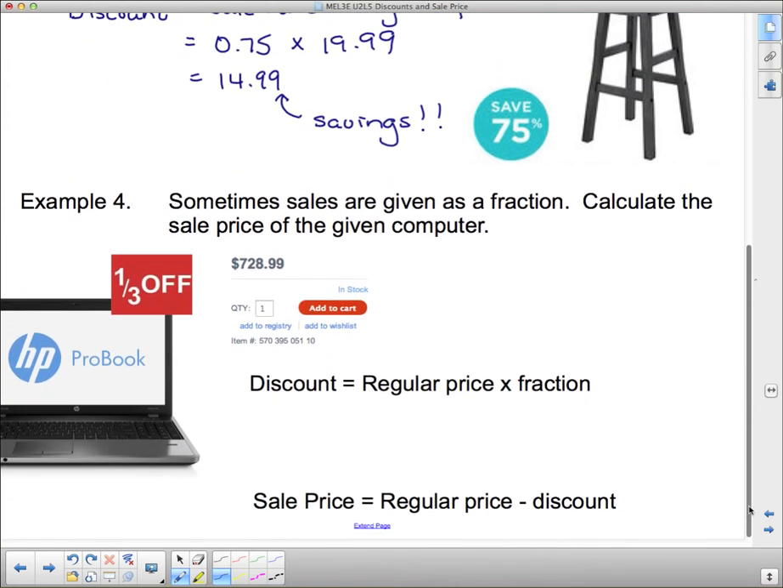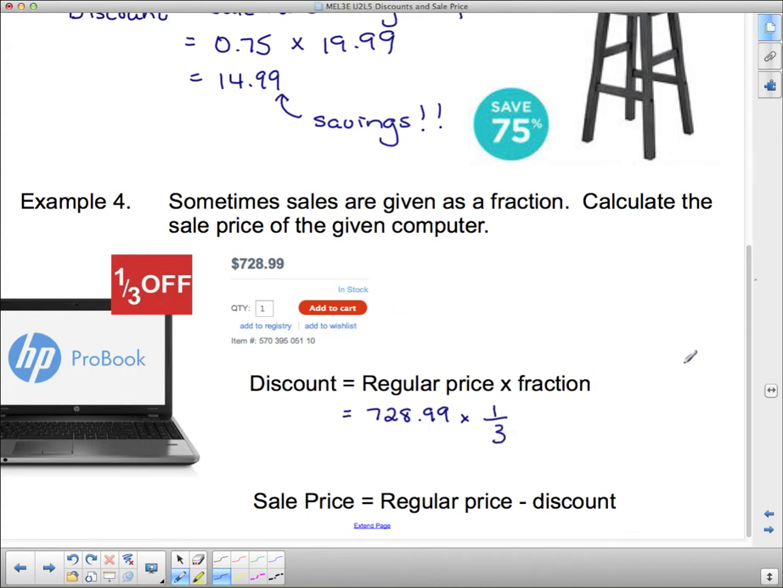Okay, next one. Sometimes sales are given as a fraction. Calculate the sale price of the given computer. So this is 1/3 off of this HP Pro, and this is the regular price. So we're going to do 1/3 off of this. So here's how we do it. We take the regular price, $728.99, and we're going to multiply that by the fraction. The fraction here is 1/3.